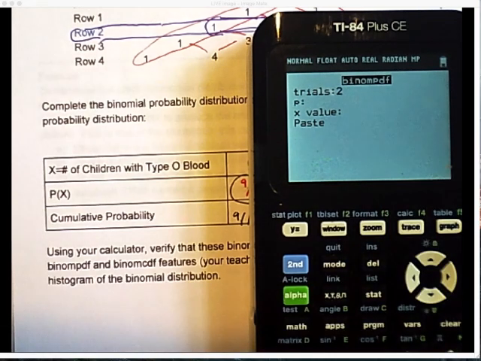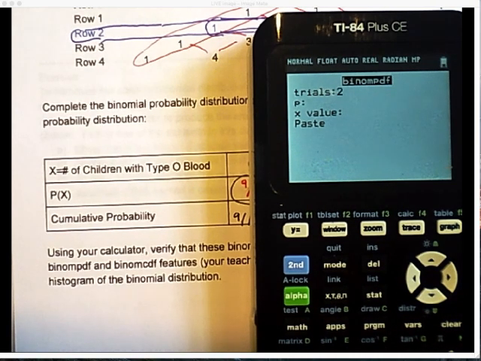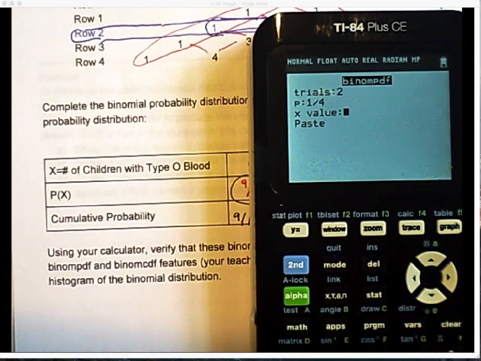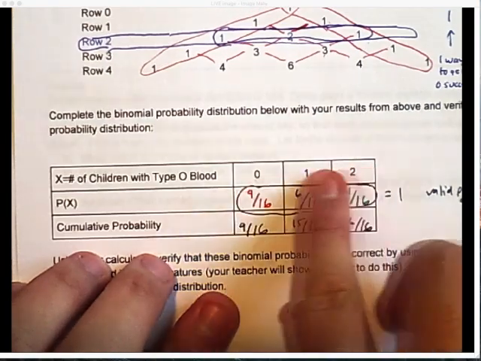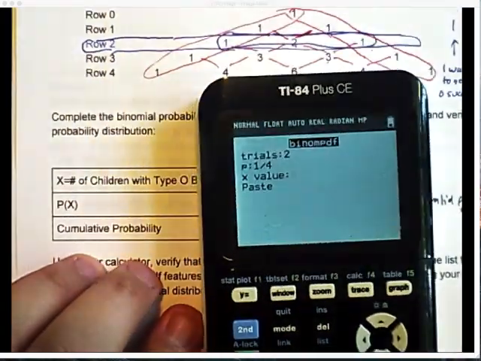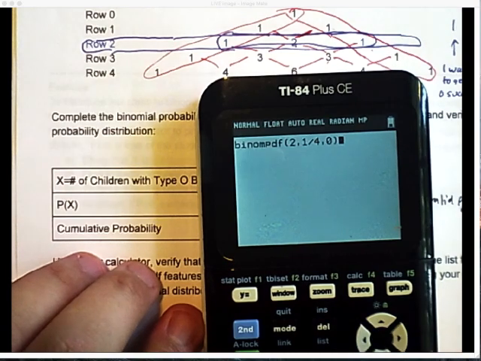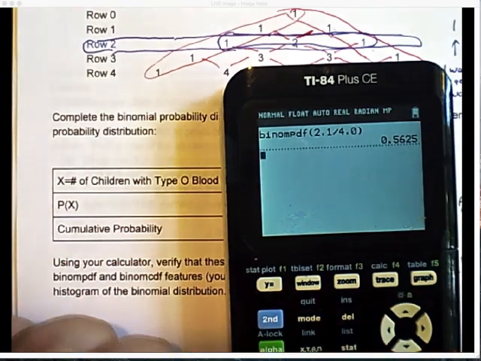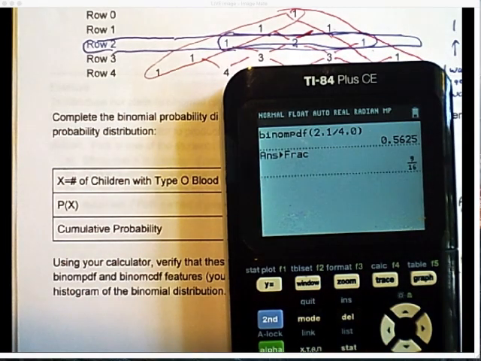What do I put in for P? What's the probability that they have type O blood? That any one of them has type O blood? Well, that's 1/4. I can even put it in like a fraction. All right. Now they're asking me for the X value. This right here are the 3 X values. Okay, so if I type in 0 here and I paste, it's going to give me a number. Guess what? If I change that into a fraction, I get 9/16. It does everything for us.